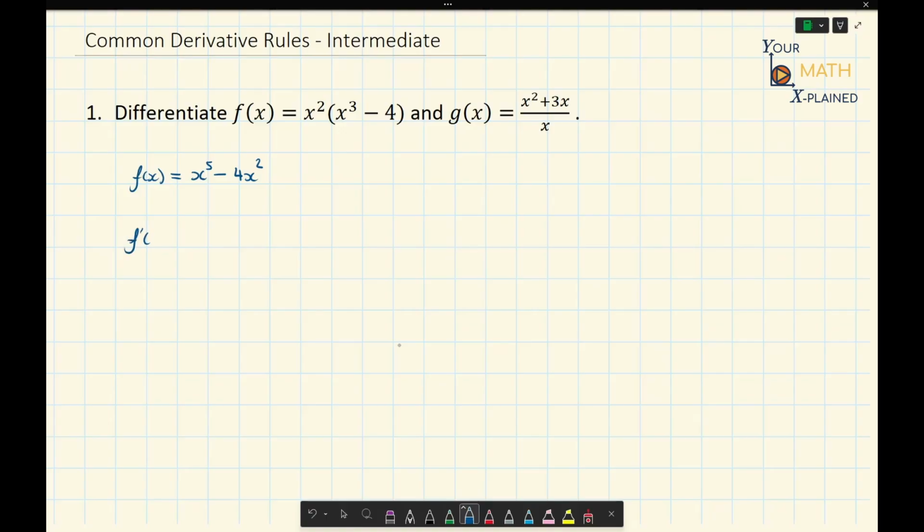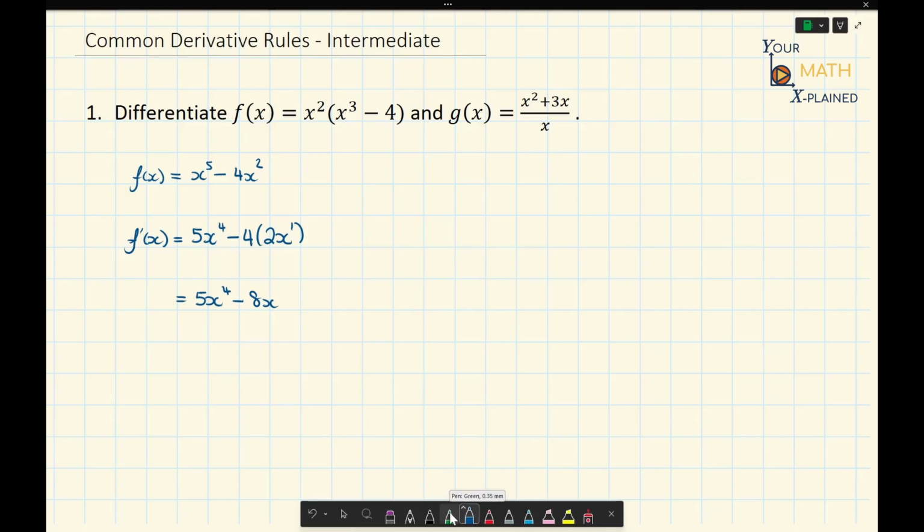We have f prime of x is equal to, now using our power rule, the derivative of x to the power of 5 is going to be 5 times x to the power of 4. So if you recall, what we do is we take the power, we bring it down to the front, and then the resulting power is going to be 1 less. And then the next term is going to be minus 4 times the derivative of x squared, which is 2x to the power of 1. So this means f prime of x is equal to 5 times x to the power of 4 minus 8x.